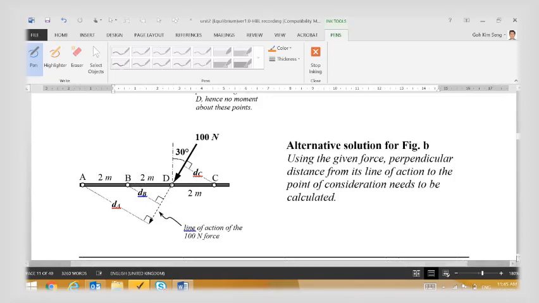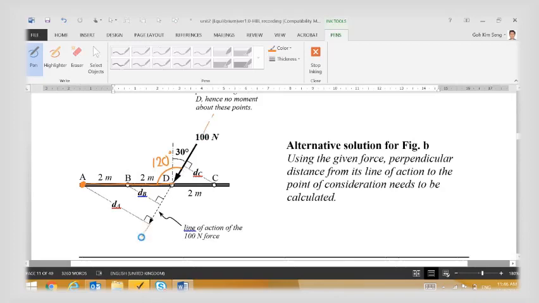Based on the definition of moment, it's force times distance. In this case, the perpendicular distance is not obvious for the 100 Newton force, because this is not a perpendicular angle. This is 120 degrees. So when we find the moment about point A, you cannot take 100 multiplied by the distance 4, because that distance 4, which is distance AD, is not perpendicular to the line of action of the force.